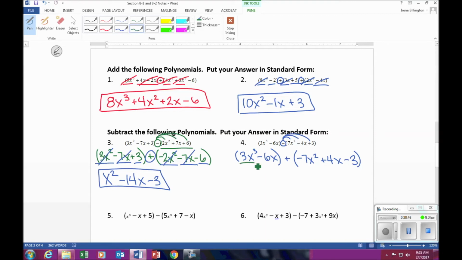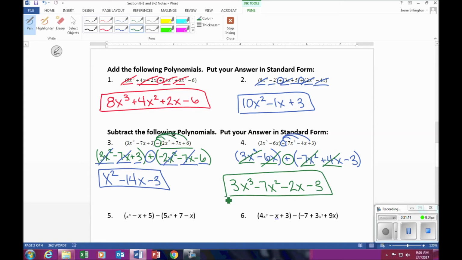Okay, our largest exponent is x to the third, but nothing combines with that, so I'll just keep 3x to the third. And then I have negative x to the second. Again, nothing combines with that, so minus x to the second. Now I have negative 6x plus 4x, so that would be negative 2x. And our constant, negative 3. So if you aren't able to combine a term with another term, you just simply bring it down to write your final answer. Notice that all these answers that I'm writing are in standard form.